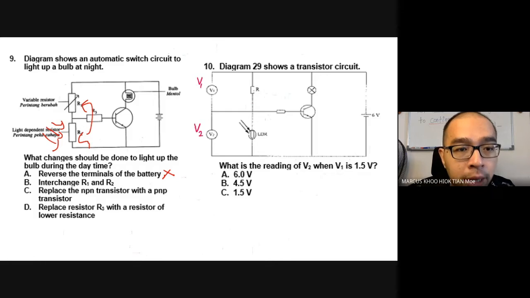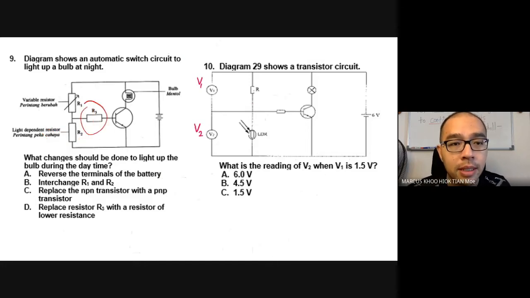This is an NPN, right? Okay. Replace the NPN transistor with a PNP transistor also doesn't work, because it doesn't matter whether it changes position. Replace resistor R3 with a resistor of a lower resistance. Not necessarily. Definitely, this one doesn't have much to do lah. It is this one that is mainly doing its job.